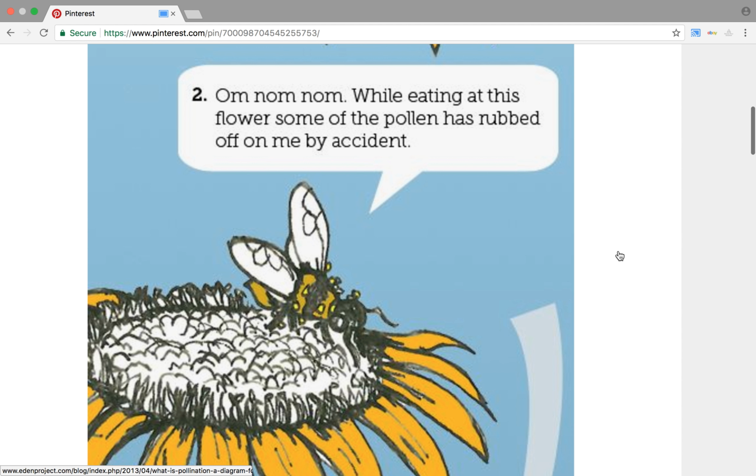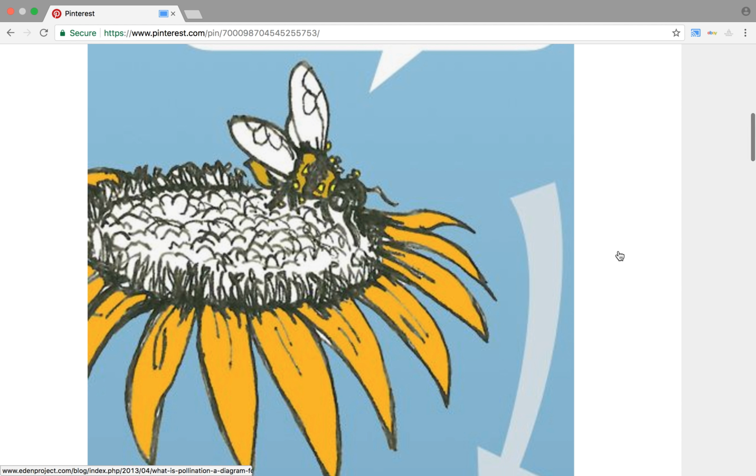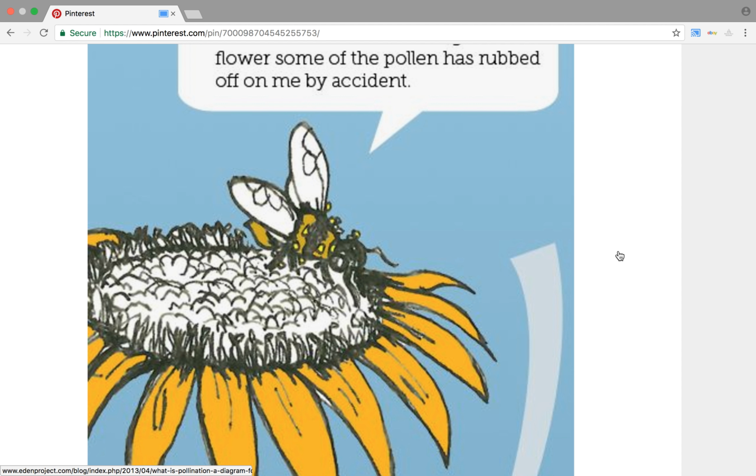Okay, so while eating, some of the pollen rubs off onto this bee. Of course the bee will have to fly to another flower. So how does it deliver? It doesn't land on the end of the flower, right? No, it's like the whole flower. It doesn't land on one. Oh, it lands on the whole thing. How is that the whole flower? How is this not the whole flower? It's not big. Okay, yeah.